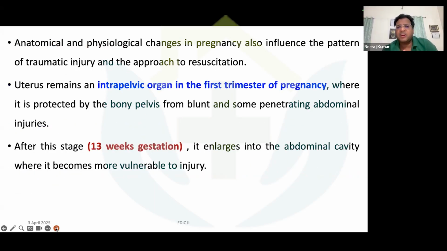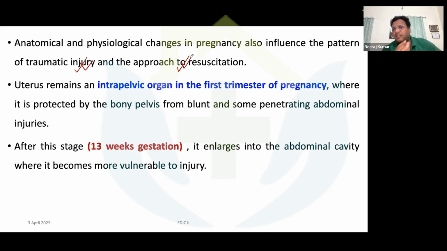Now coming to these anatomical and physiological changes, how they are going to affect the pregnancy, because they affect the traumatic injuries as well as the approach to resuscitation. So both will be affected. Why? Because the uterus always remains an intra-pelvic organ in the first trimester of pregnancy.